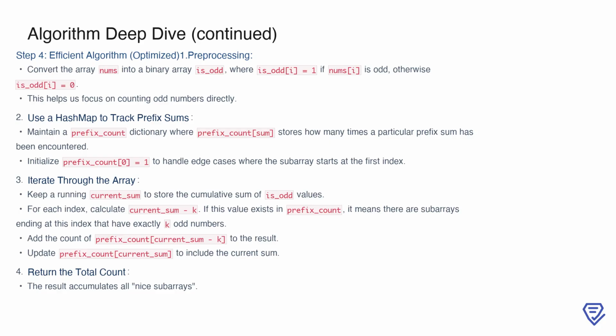As we iterate through the array, we maintain a running sum, current_sum, of the elements in is_odd. At each step, we calculate current_sum - k. If this value exists in prefix_count, it means there are subarrays ending at the current index that contain exactly k odd numbers. We add the count stored in prefix_count[current_sum - k] to our result. Finally, we update prefix_count with the current sum to include it in our tracking. This approach ensures that we count all nice subarrays efficiently.